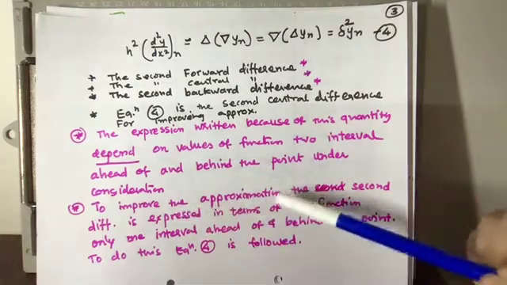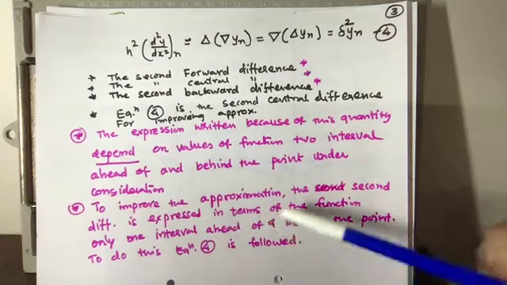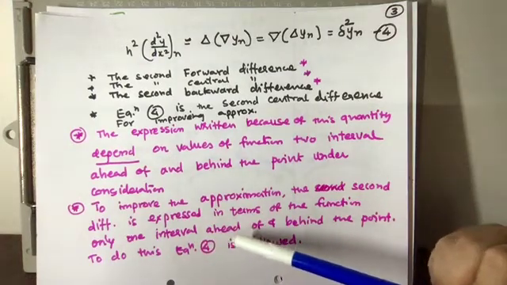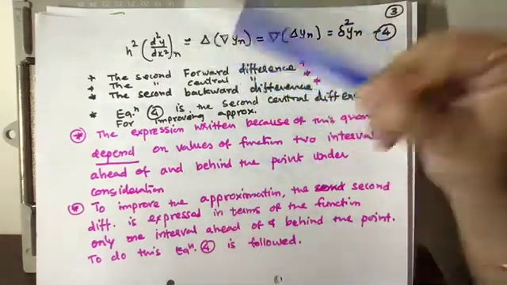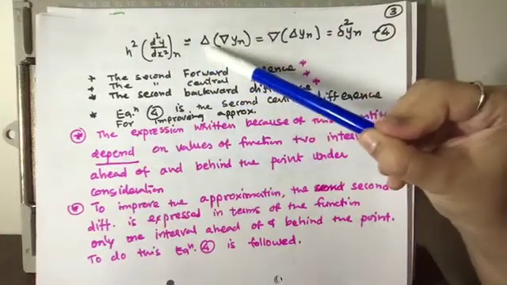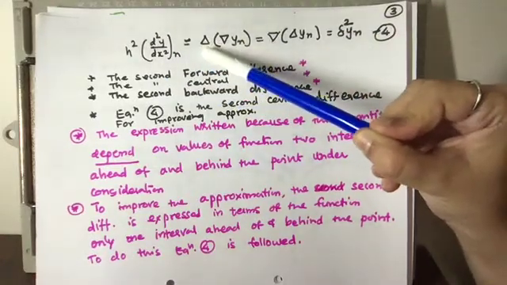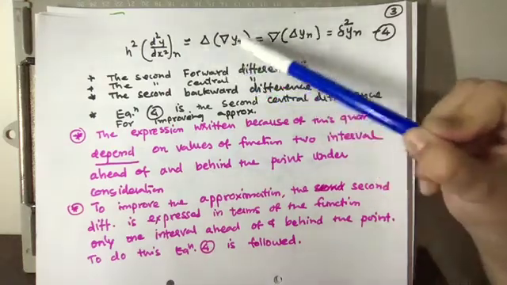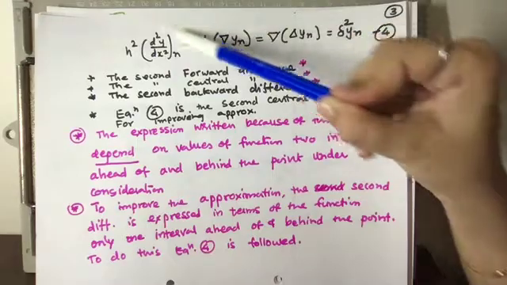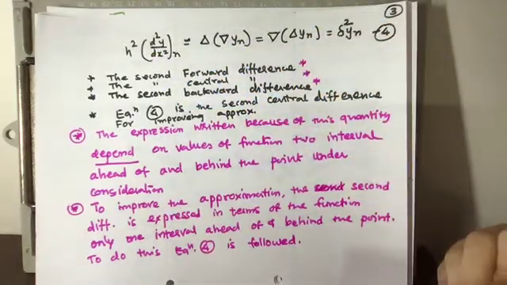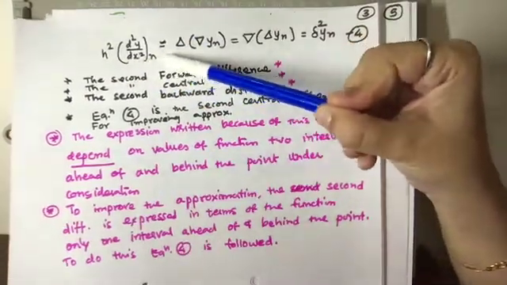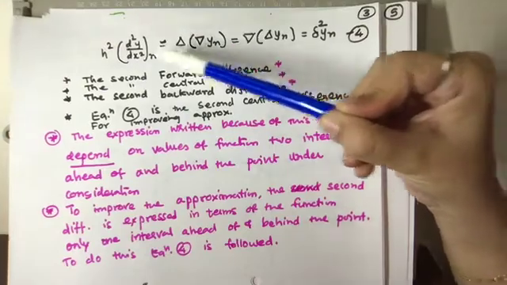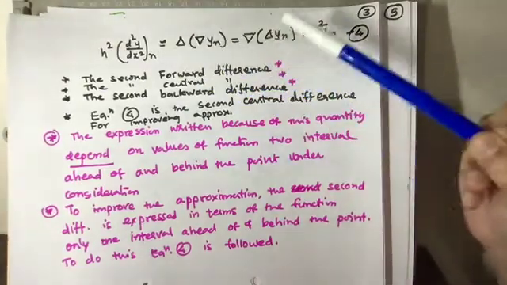To improve the approximation, the second difference is expressed in terms of the function only one interval ahead of and behind the point, and to do this, for further differentiation, we write this equation. This is backward differentiation, this is forward differentiation, and vice versa; both can again give us the second differential equation. So for better approximation, we are going to use this kind of second central difference equation, and the reason, as I told you, I will show in the next slide.